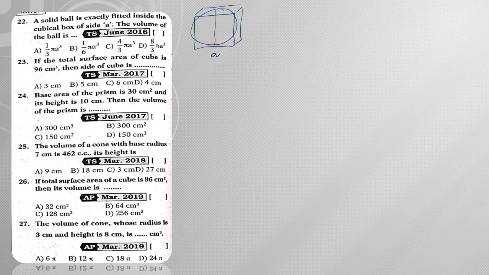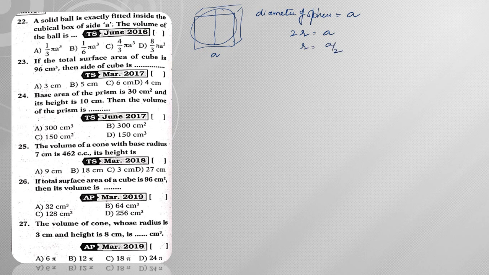What can I say from this? The side length is equal to the diameter of the sphere. So the diameter of the sphere is equal to the side length a. From this, 2r is equal to a, so r is equal to a by 2.